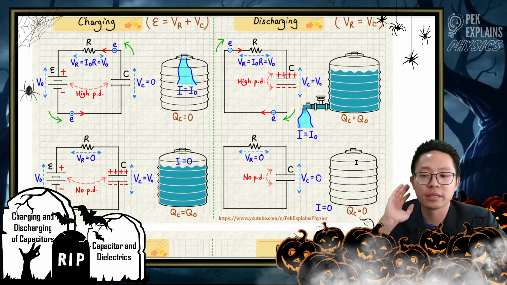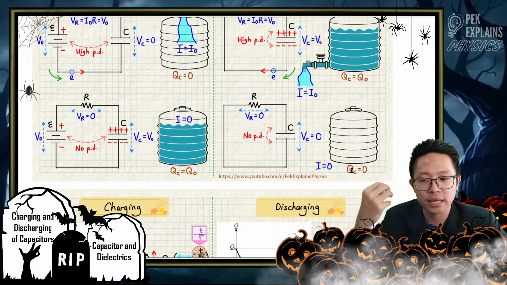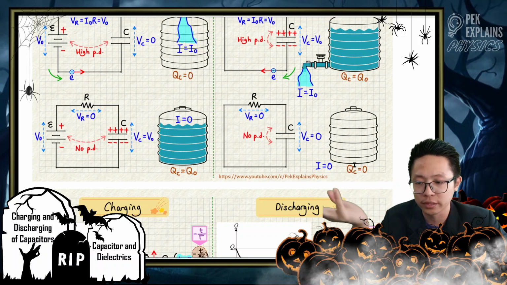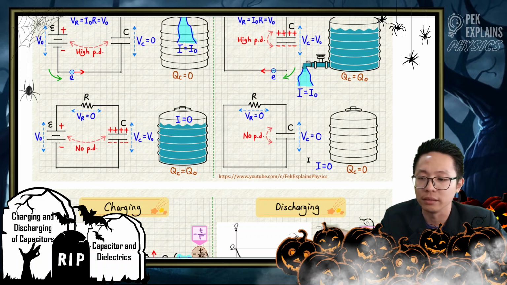But once the water tank becomes empty, no more water inside, the charge becomes zero, no more water. Then what kind of things will flow out anymore? No, nothing. So the current is 0. The water stopped flowing because there is no more water in the water tank. So the current also becomes 0. No water flow, no current flow.